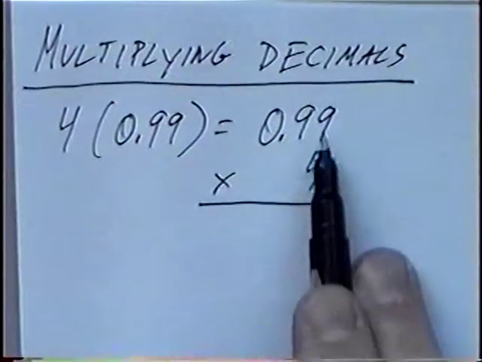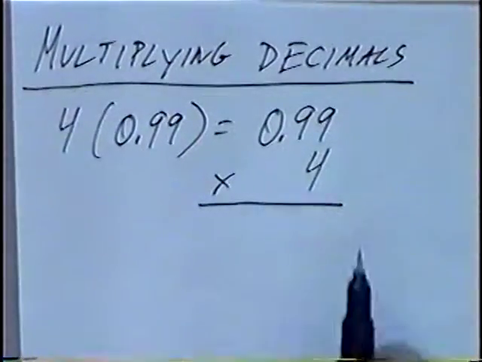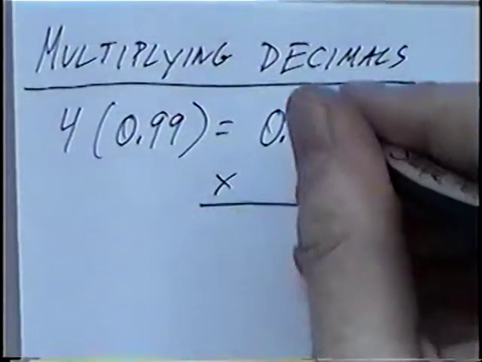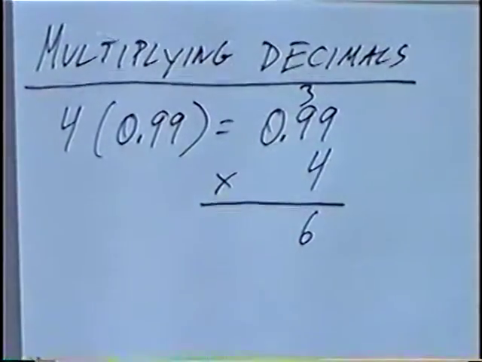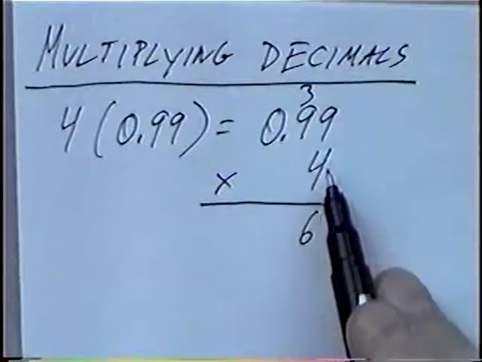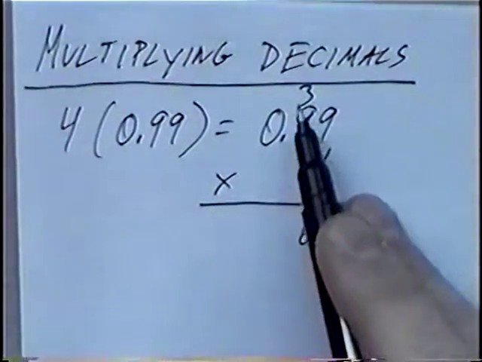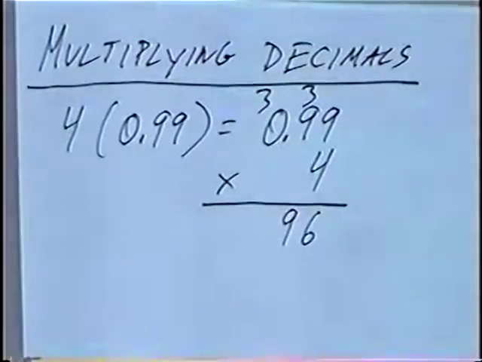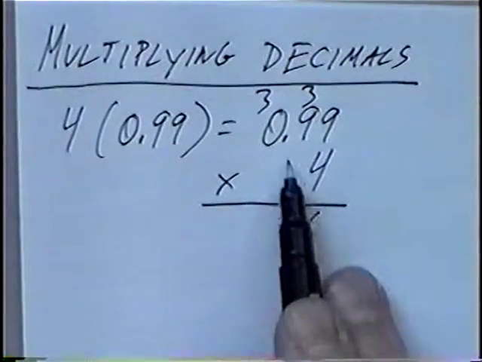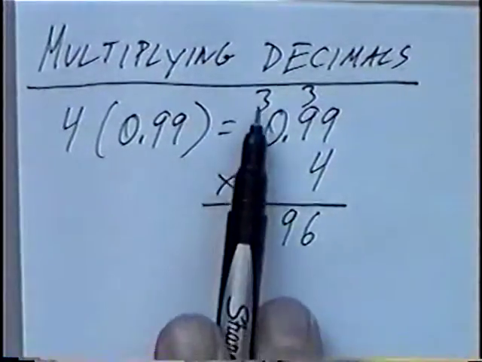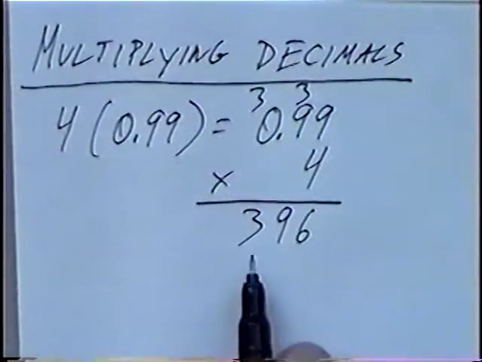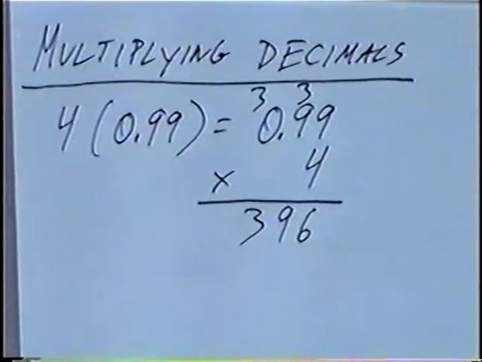Multiplying, we'll multiply 4 by each of the numbers above. 4 times 9 would be 36, and we'll carry the 3. 4 times 9 again would be 36, plus 3 would be 39, and again we'll carry the 3, and 4 times 0 would be 0, plus 3 more would be 3. So our answer has the numbers 3, 9, and 6.